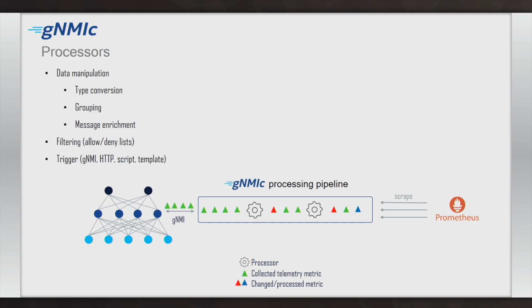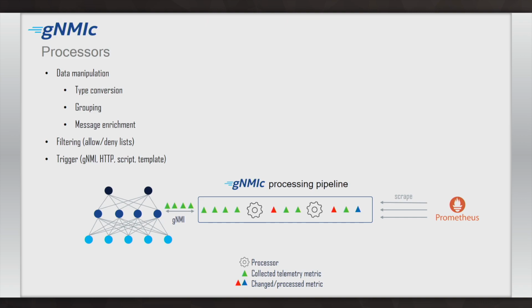You can filter. So if for some reason you're subscribed to a path and you're getting too much information, you can just delete some of the counters you don't really need. You can only allow specific ones. And the third type of processor is called a trigger processor, where you can trigger an action whenever you receive a certain message. This helps you with very basic closed-loop automation use cases.